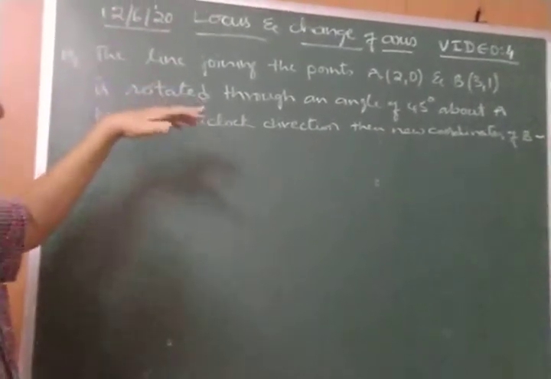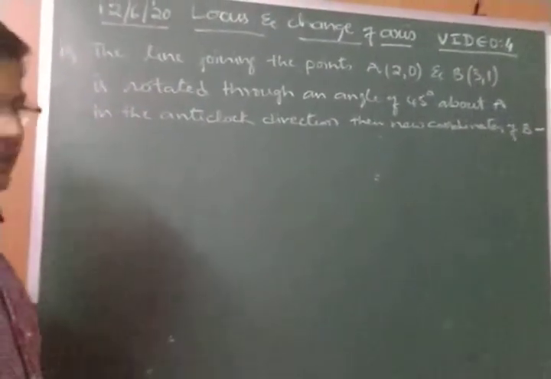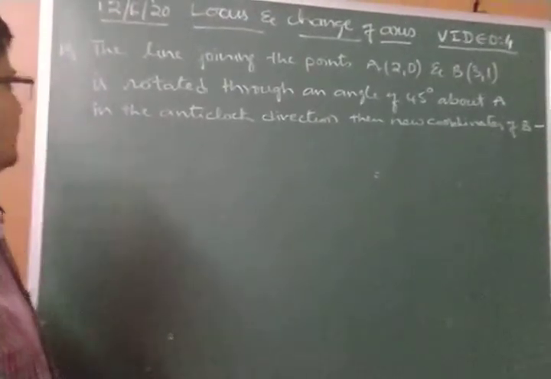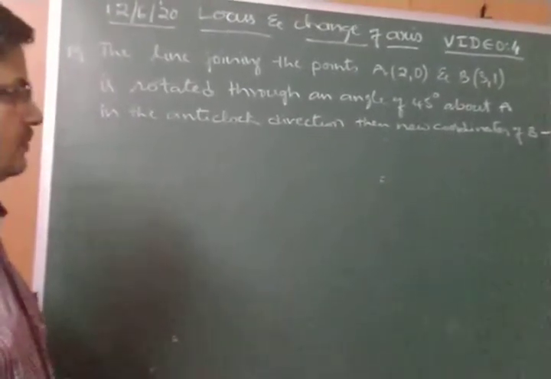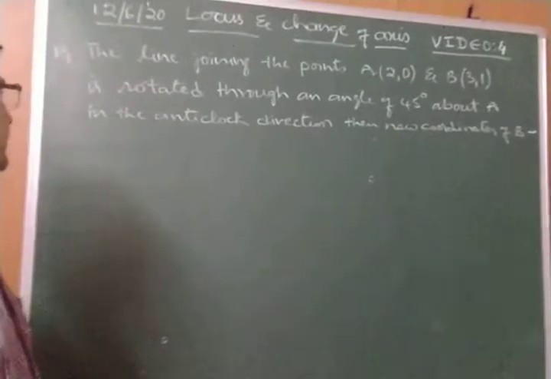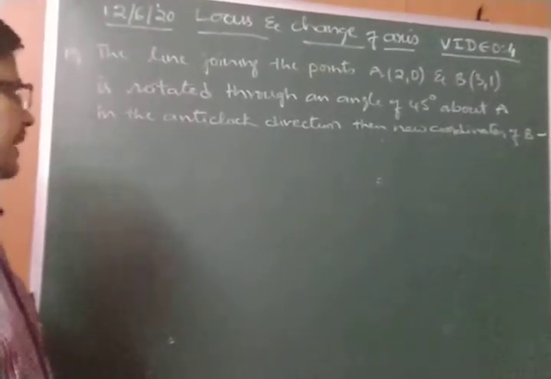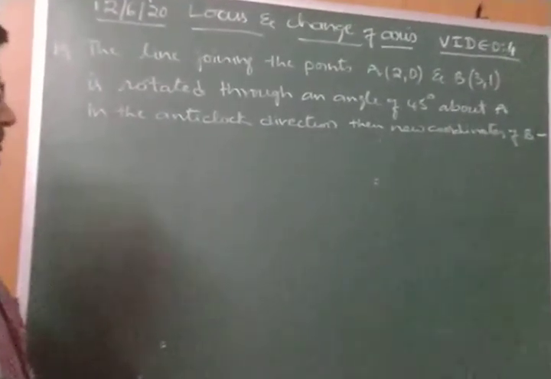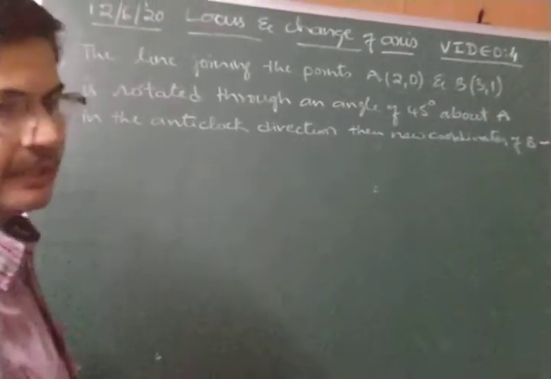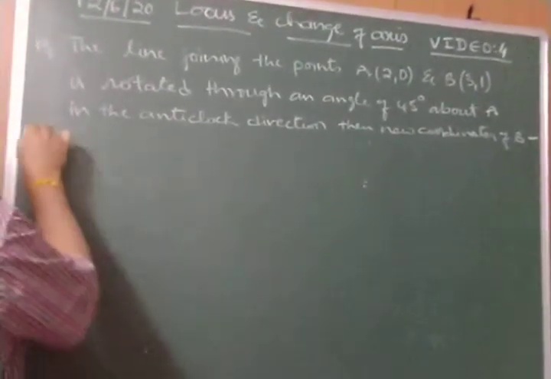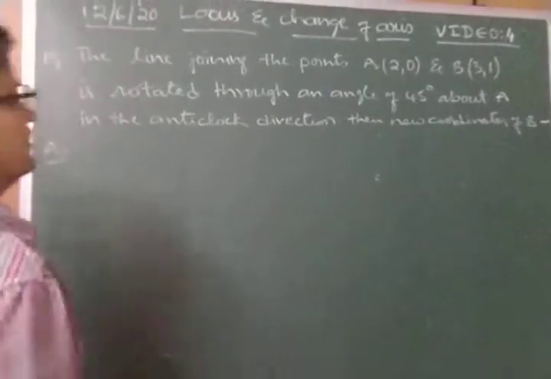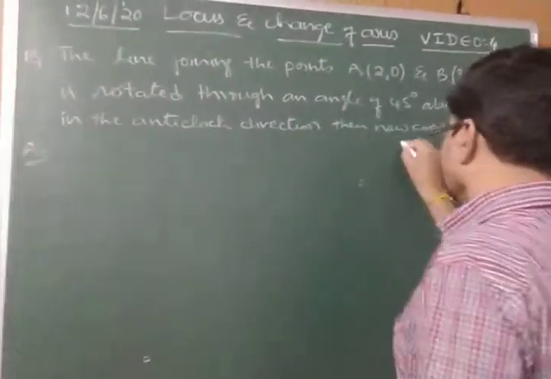The line joining the points A(2, 0) and B(3, 1) is rotated through an angle of 45 degrees about A in the anti-clockwise direction. The new coordinates of B is. So the answer, we take a diagram.